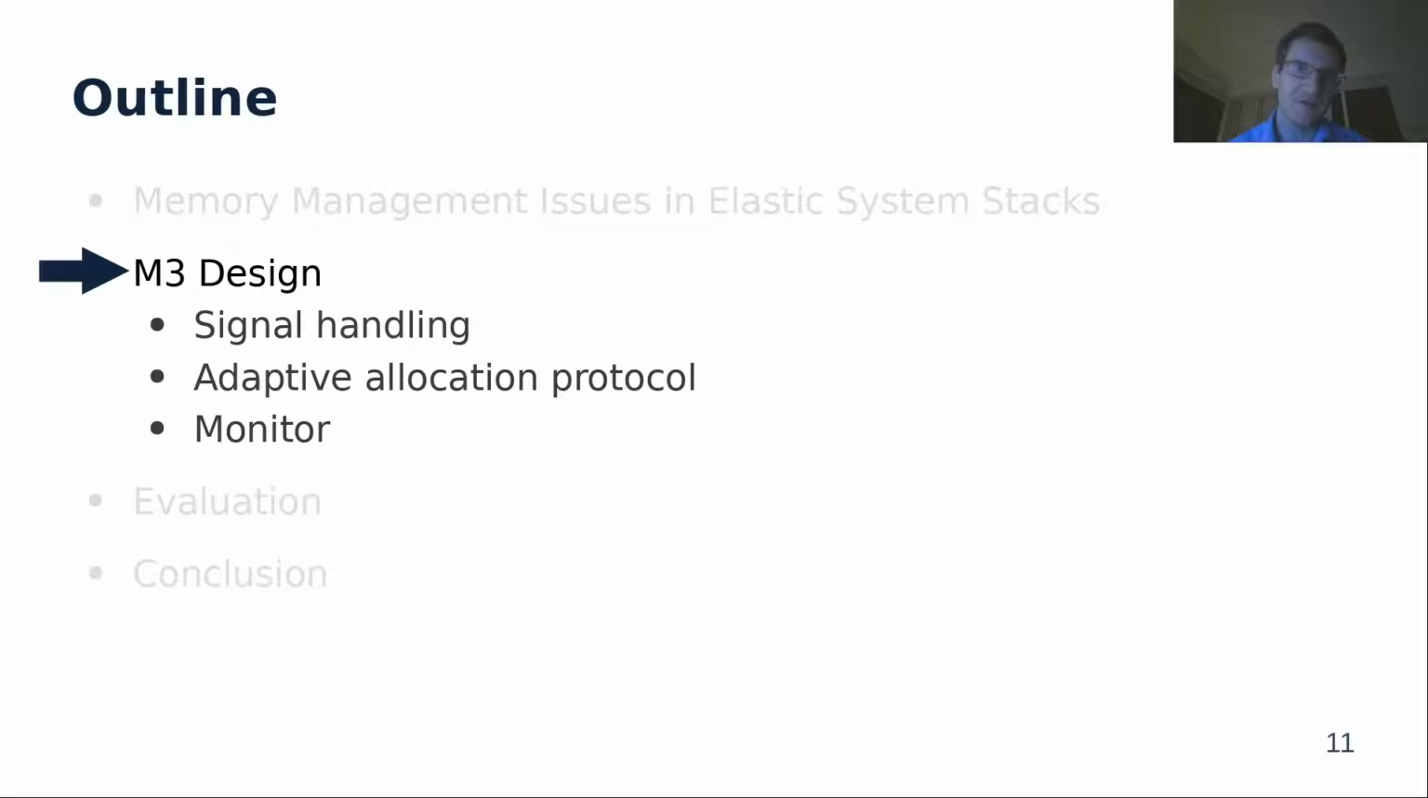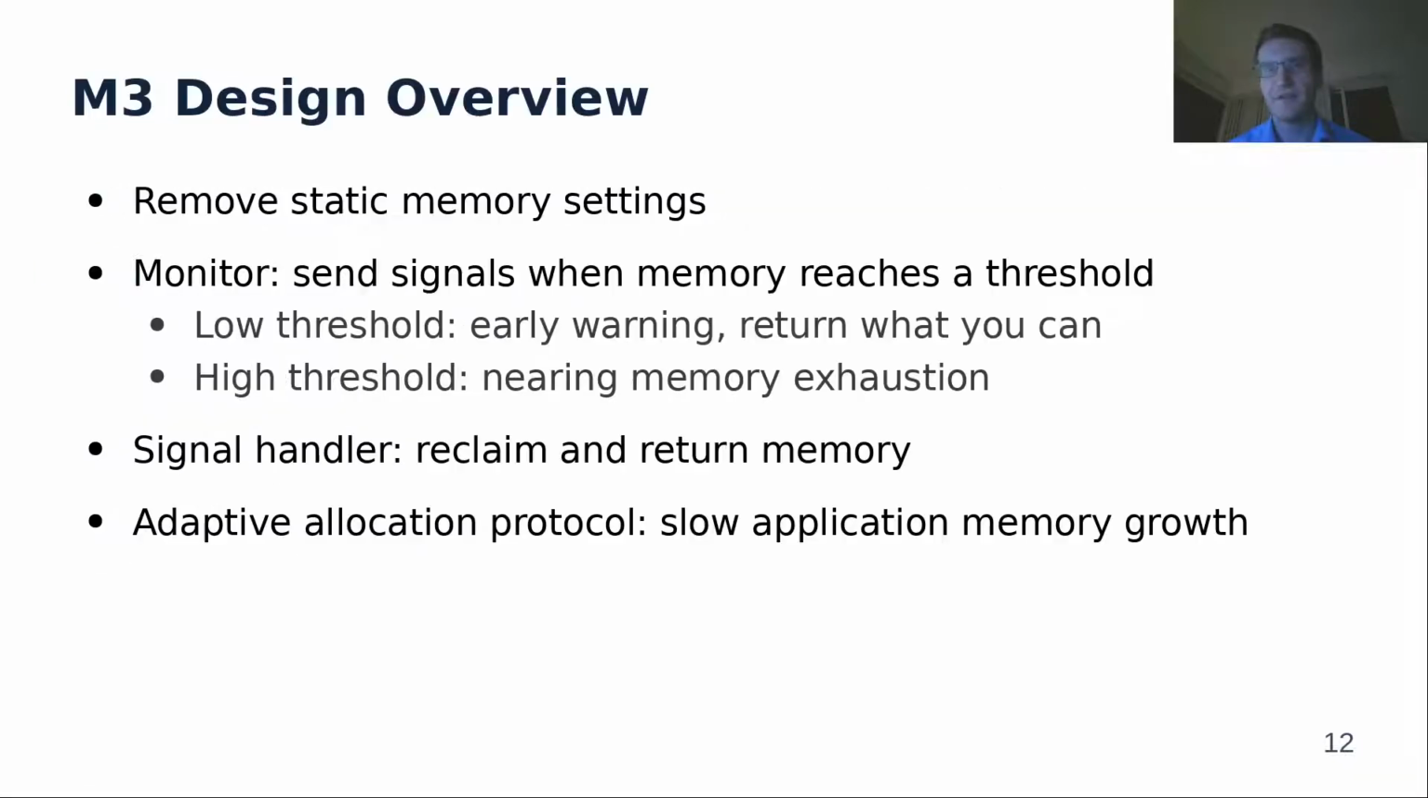For the remainder of this talk, we'll discuss the design of M3 before we go over its evaluation results and concluding. To start, in M3, static memory settings are removed, and applications are allowed to continuously allocate more memory. Next, we build a monitor that watches the system's physical memory. When physical memory passes certain thresholds, the monitor sends out a signal to the applications. We use two thresholds that are updated dynamically based on the system's memory demands.